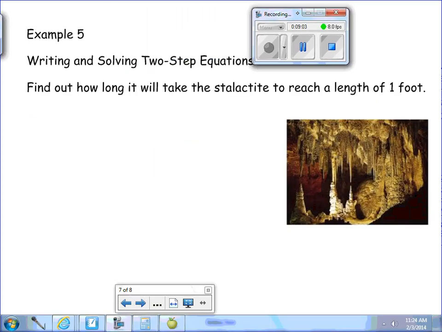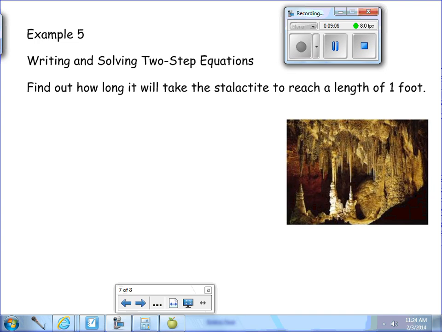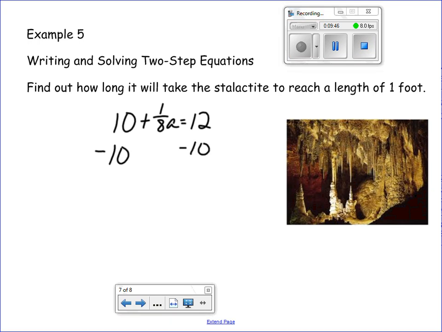Now we're going to solve the word problem that we had at the beginning of the lesson. How long will it take the stalactite to reach the length of 1 foot? So we started out, remember, we were looking for 10. 10 was in our original problem of 10 inches long. It started out at 10 inches long, and it was growing at a rate of about 1/8 inch per decade. So 10 plus 1/8 a equals 12, because that's how long we're wanting it to reach, which is 12 inches, which is a foot. So again, you're going to use your rules in order to isolate the variable.